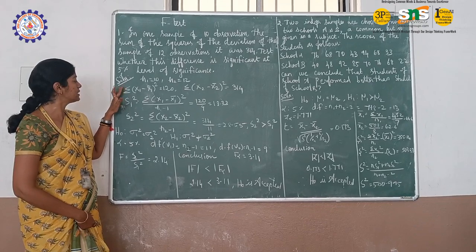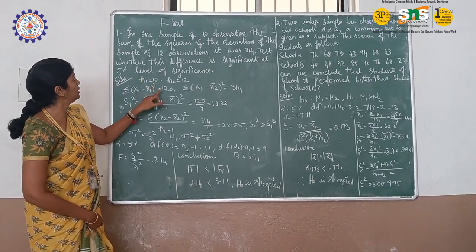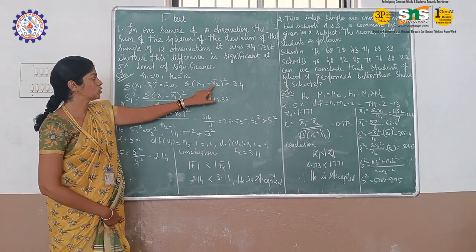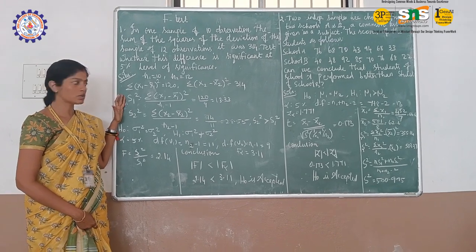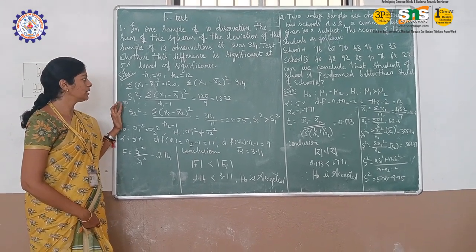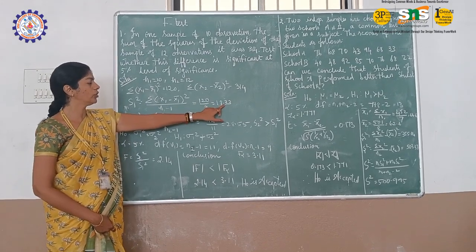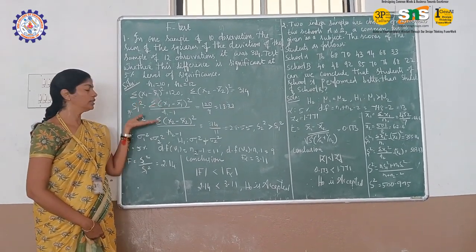Next we have to find the summation of x1 minus x1 bar the whole square. Already they have given it here as 120. In the same way for summation of x2 minus x2 bar the whole square, that is 314. Next we have to find s1 square as well as s2 square. We apply the appropriate formula, and we get 13.33 and 28.55. Now we have to compare these two.